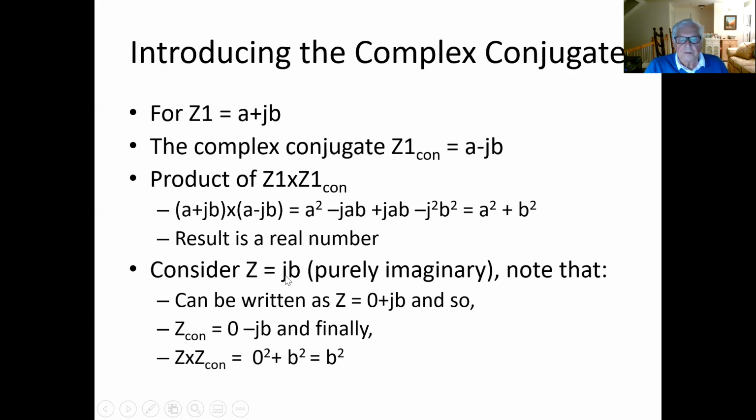If you had just a purely imaginary number JB, we can write that as 0 plus JB, right? And the complex conjugate of 0 plus JB is 0 minus JB. So finally, multiplying Z by its complex conjugate, you just get B squared. Basically you end up with the square of the imaginary part.